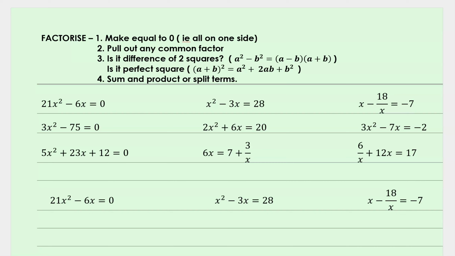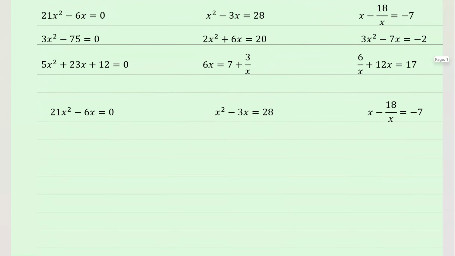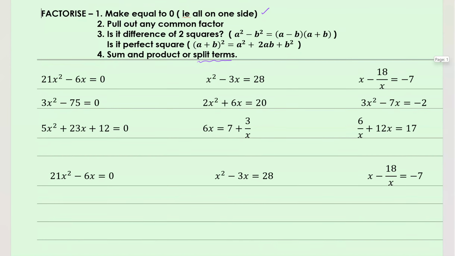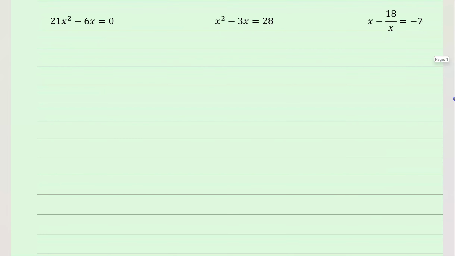All right, we've got our basic steps for factorising, right? Make sure everything is equal to 0. We need to make sure we pull out a common factor, difference of two squares, etc. And then the last few we're going to look at sum and product. And not a huge fan, but we're going to look at splitting the terms for particularly difficult ones. Anyway, so we're going to look at these 9 questions. Let's start with the first 3.